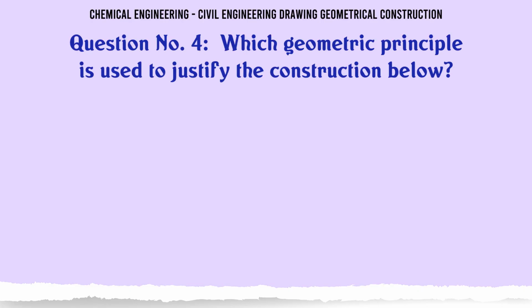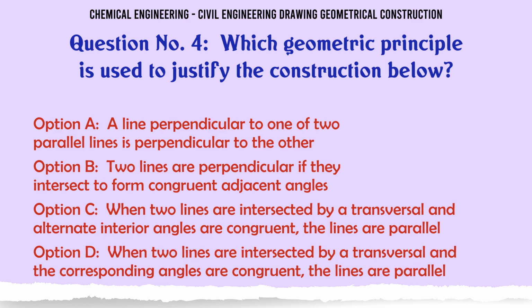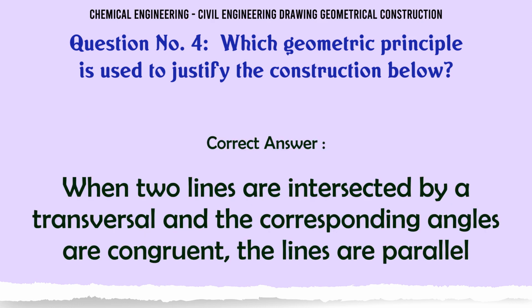Which geometric principle is used to justify the construction below? A. A line perpendicular to one of two parallel lines is perpendicular to the other. B. Two lines are perpendicular if they intersect to form congruent adjacent angles. C. When two lines are intersected by a transversal and alternate interior angles are congruent, the lines are parallel. D. When two lines are intersected by a transversal and the corresponding angles are congruent, the lines are parallel. The correct answer is D: when two lines are intersected by a transversal and the corresponding angles are congruent, the lines are parallel.